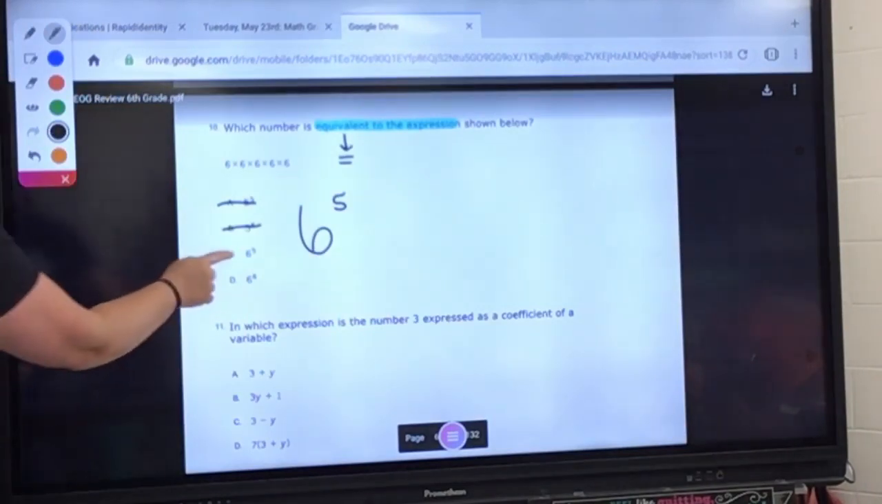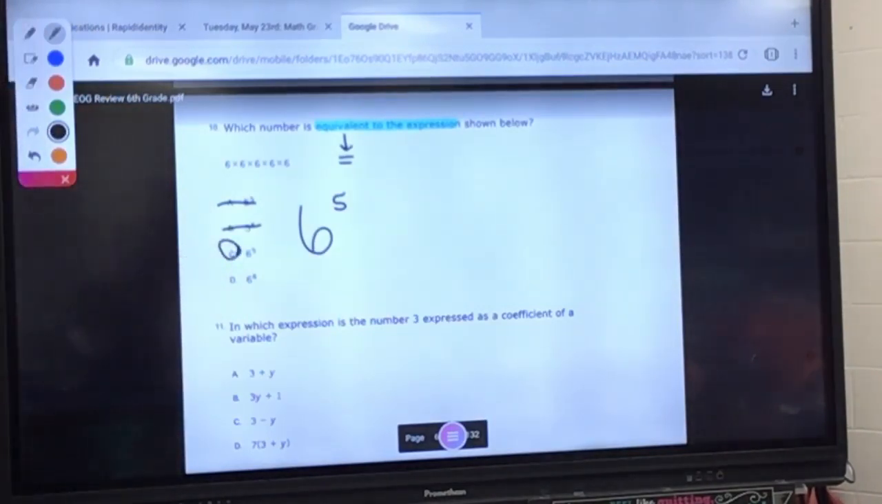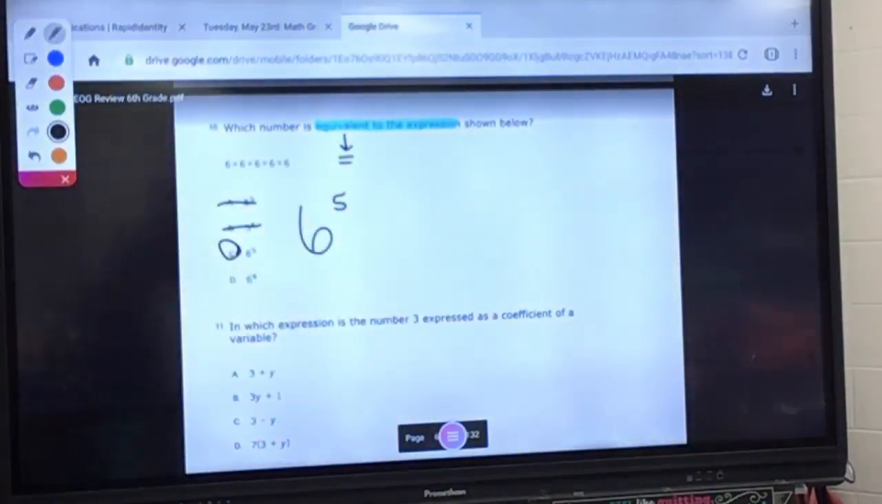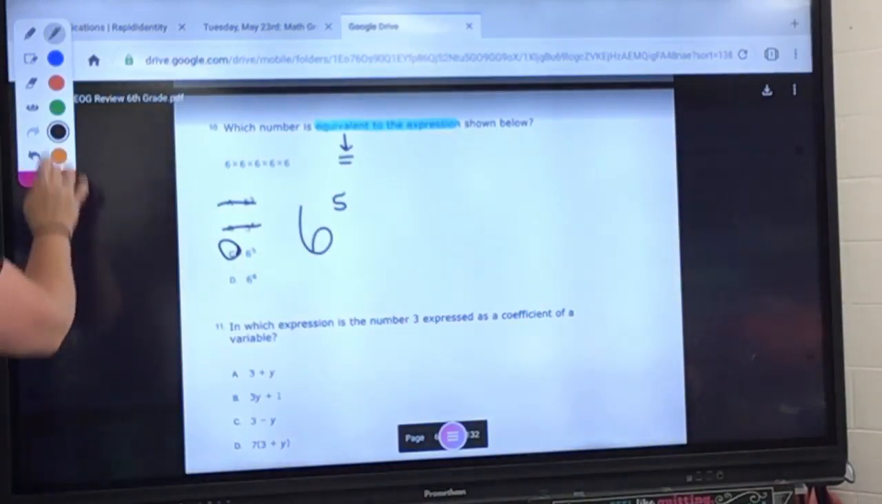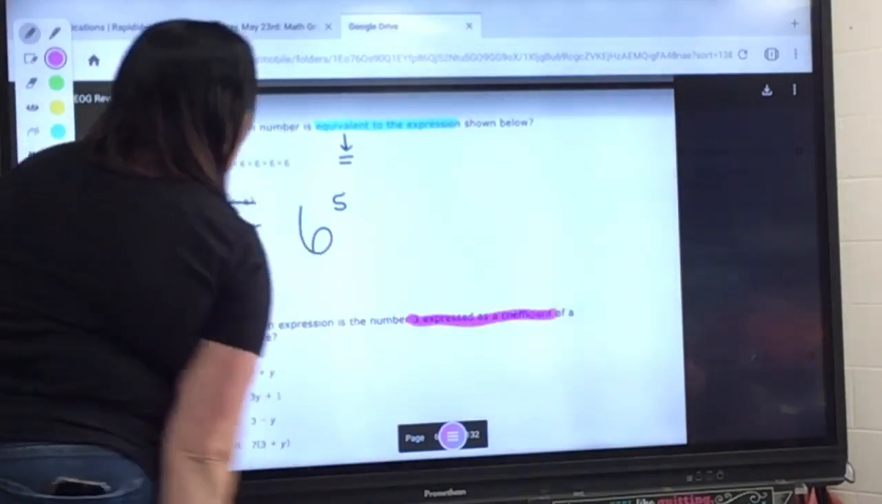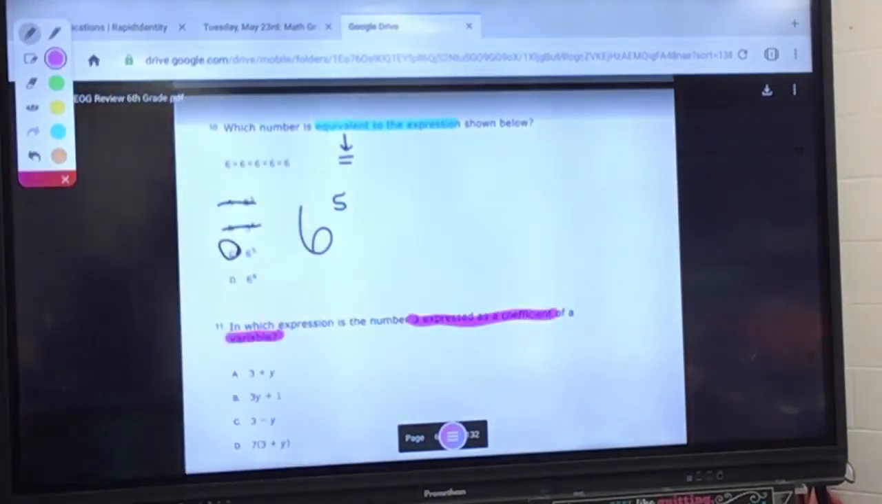Okay? Questions about that one? All right, number 11. It says, in which expression is the number 3 expressed as the coefficient of a variable? Easy. So we just talked about this, right? A coefficient is the number in front of that variable attached to it with no operation in between.